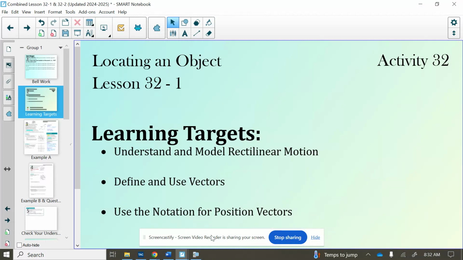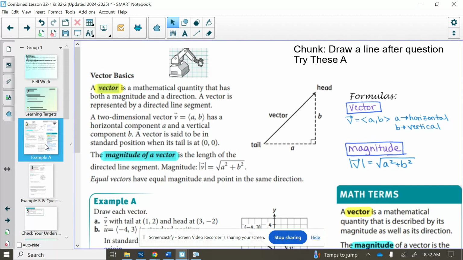Today we are going to start talking about vectors and using their magnitude as well as component forms, and then talking about some operations. So a vector is a mathematical quantity that has both a magnitude and a direction, and it's represented by what we call a directed line segment. So you have to have an arrow to show which direction your vector is going.